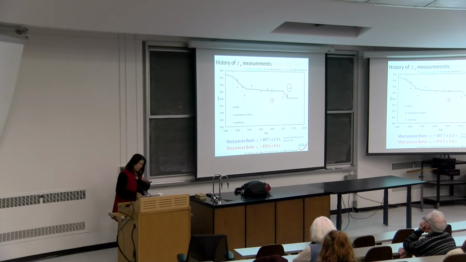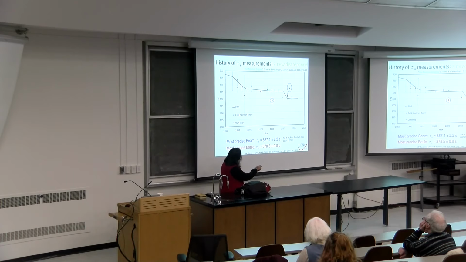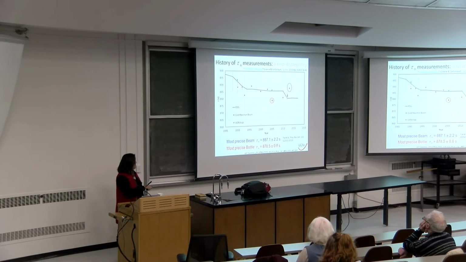I just want to focus on the two data points here. The state-of-the-art bottle measurement has an average of about 878.5 seconds with uncertainty less than 1 second. Another state-of-the-art beam measurement has an average of about 887 seconds, but a larger uncertainty. Still, each one of them has about 1 to 2 seconds uncertainty, but the difference is as big as 10 seconds. So it's just something that's not quite right there.